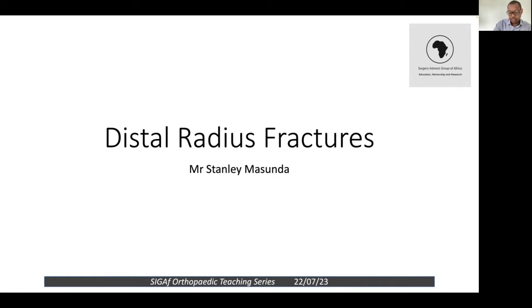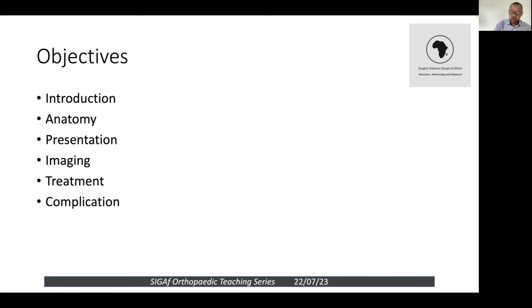I think these injuries are very common in our profession and we tend to see them on a daily basis. So it would be good for anyone with an interest in orthopedics to get an idea of the principles behind trying to manage these patients. The objectives of the course will be to go through the introduction, a brief touch on the anatomy, and then discuss how patients typically present. We'll go through the imaging of these fractures, which is mainly going to be X-ray based, treatment, and the complications that might arise.